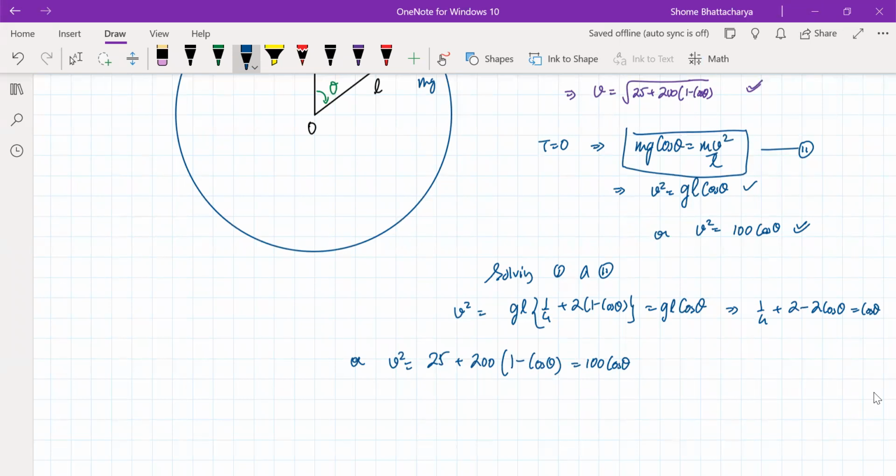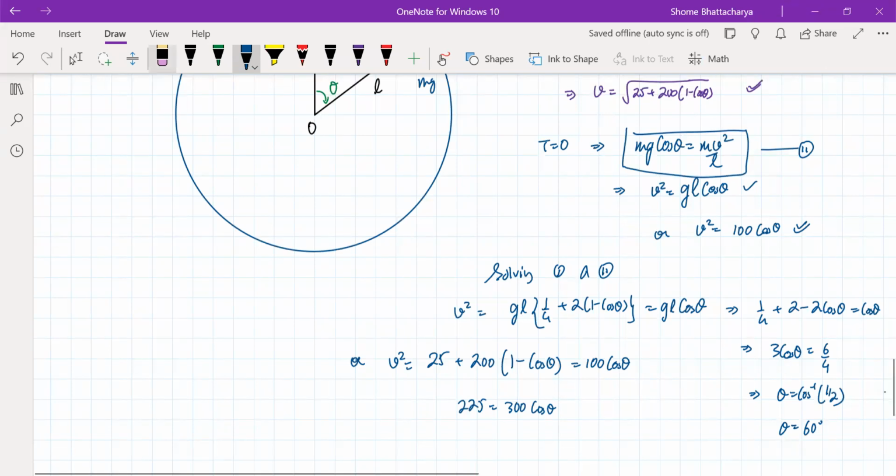So two different ways of solving it. So 3 cos theta is 9 by 4, sorry, I got this wrong.